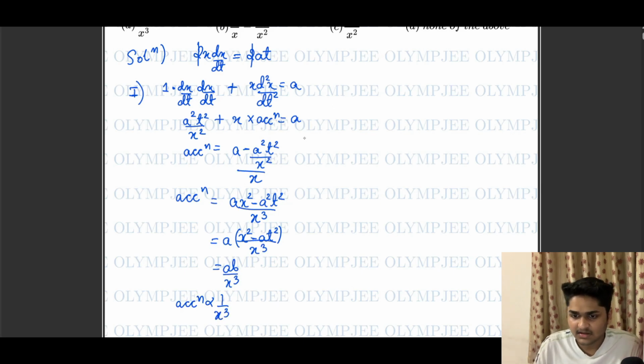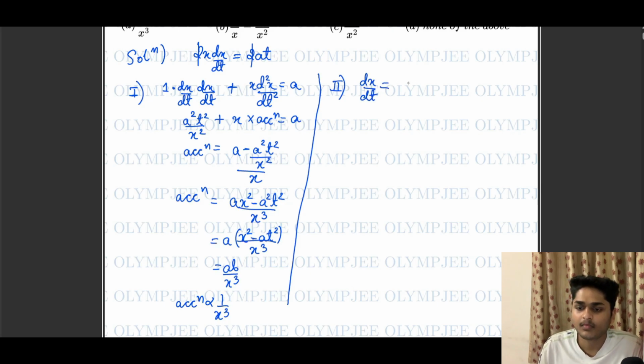The second method is that we can directly get acceleration by taking x on the other side. It will become at by x and d square x by dt square.